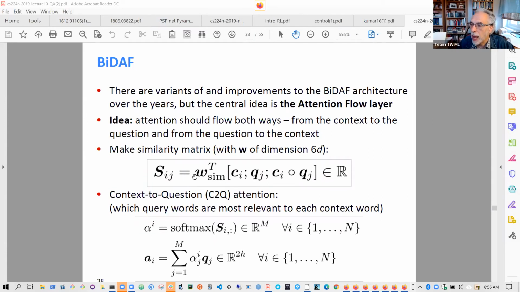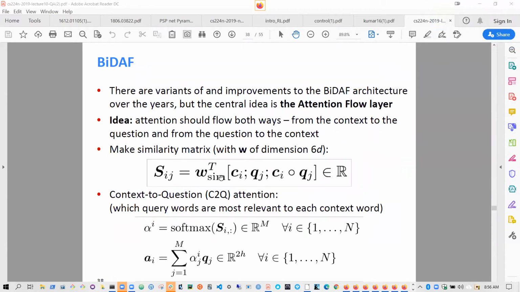After you learn that vector, you take the dot product of that vector with the context words, the question words, and the Hadamard product. And remember, I indexes one of the context words and J indexes one of the query words. So that's what S_IJ means. It relates context words to query words. That's what we should think of as the similarity matrix.